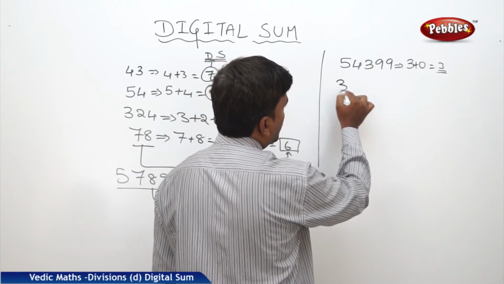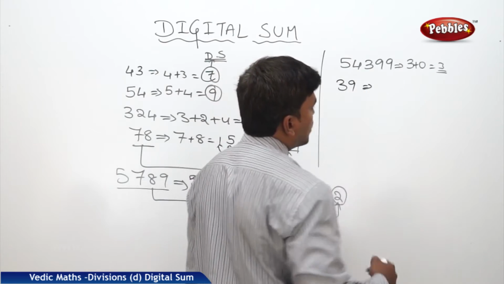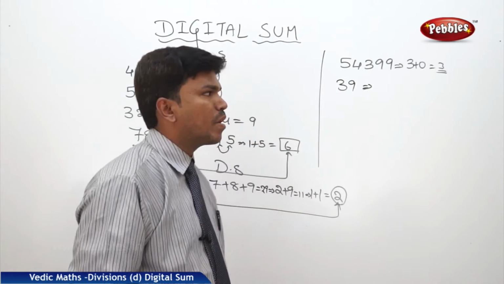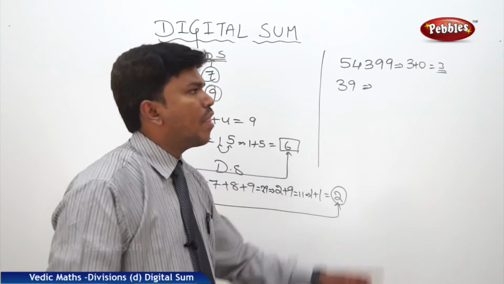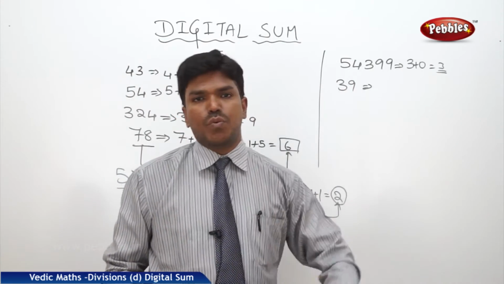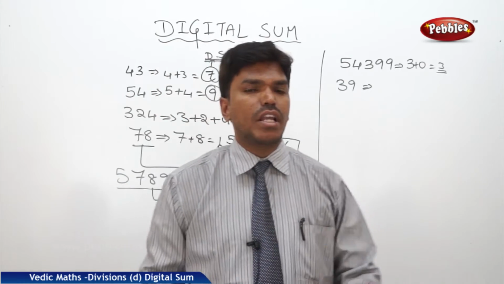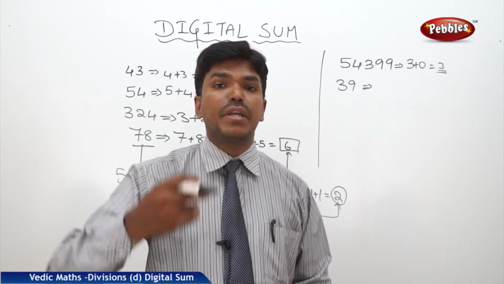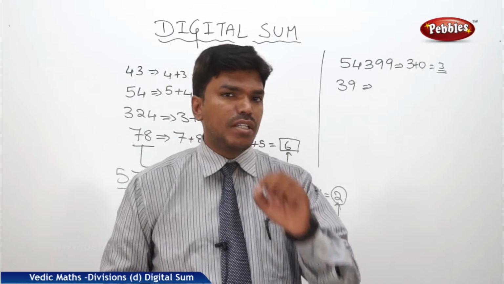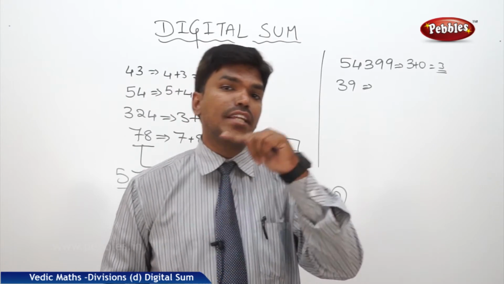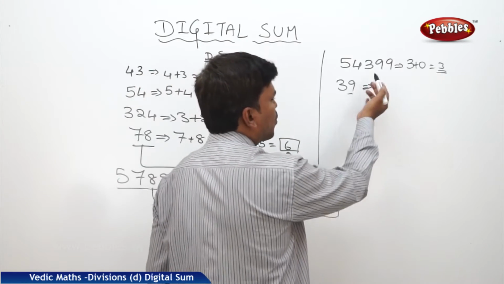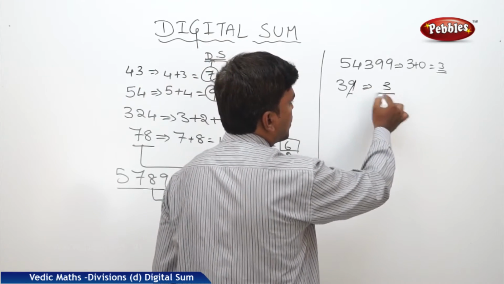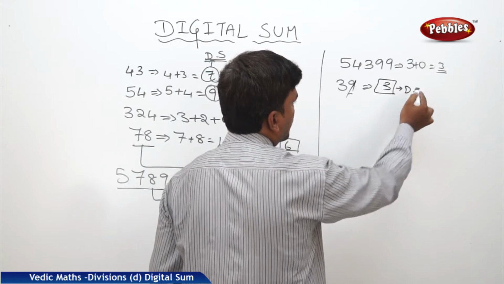Suppose 39, the digital sum. This time don't do 3 plus 9 and like that. See, in our digital sum, the 9 can be replaced by 0 when you are adding only. In our digital sum, 9s can be ignored, or the digits which are adding up to 9 also we can ignore. For example, in 39 I can ignore 9, no need of adding. So simply what is the digital sum? 3 is my digital sum.